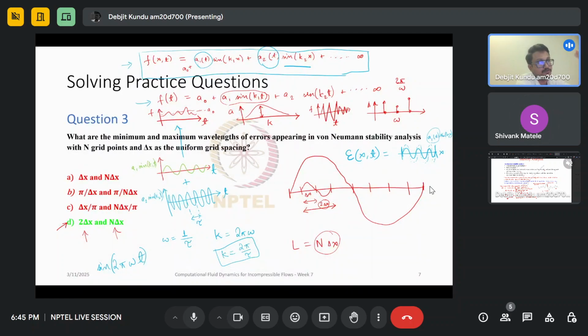Like the growth with respect to time would be the same since it's a linear system.